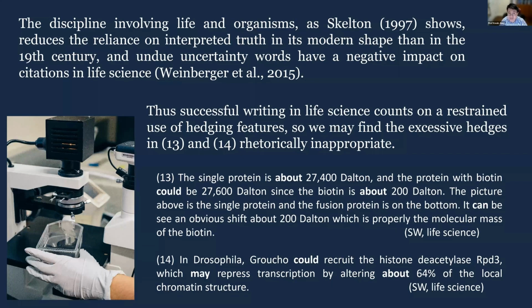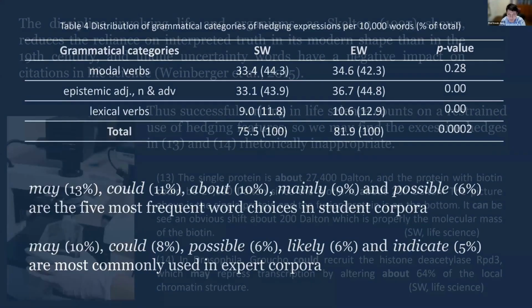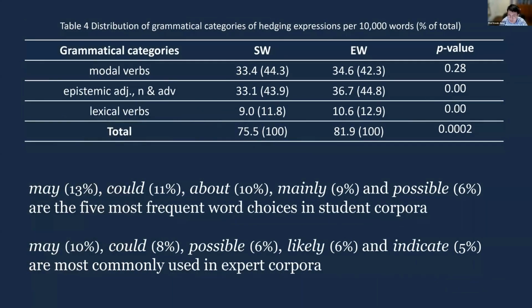And we also grouped the grammatical categories of epistemic positioning into adjectives, modals, adverbs, and nouns, and we found very interesting proportional differences of the categories between the writer groups, as we can see in Table 4. So in both groups of writers, lexical verbs are the least used in the corpora.